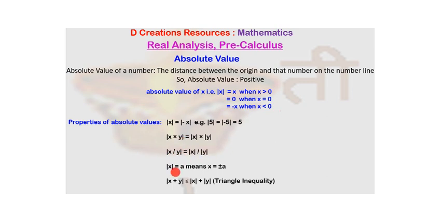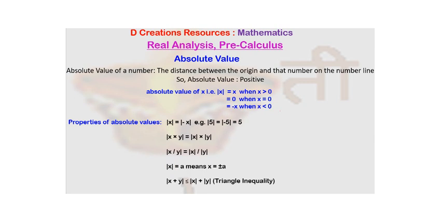And when you say mod of x is a, that means x is plus or minus a. The way I mentioned, if you assign a value to a, that is 7, then mod of plus 7 is also 7, and mod of minus 7 is also 7. So in other words, you can say that x is plus or minus 7, the number inside the two vertical lines.